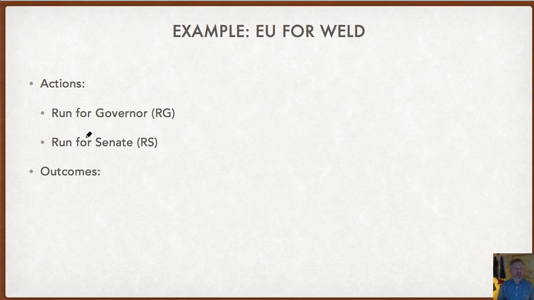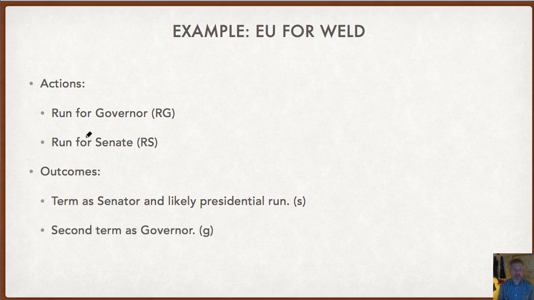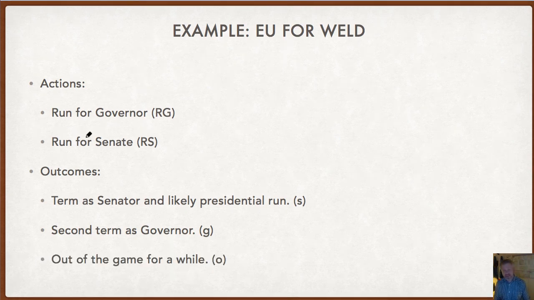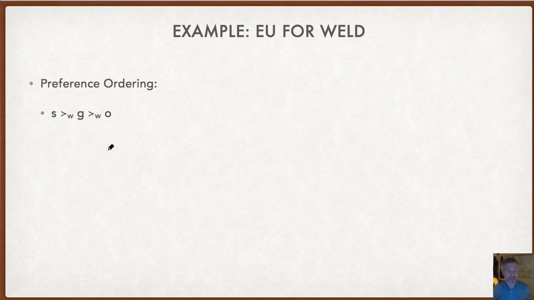All right. There were 3 possible outcomes. He could become a senator if he won the Senate race. He could become a governor if he won the governor's race. But if he lost the senator's race, he would be out of the political game for a while. All right. And we said that Weld had a preference ordering that he preferred to be senator more than being governor again, and he definitely preferred those two more than being out of politics altogether.